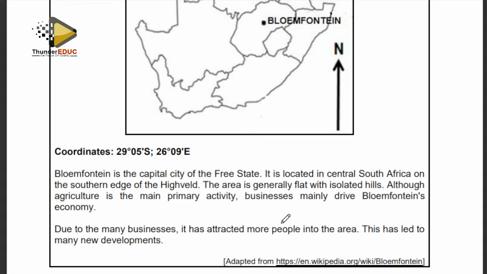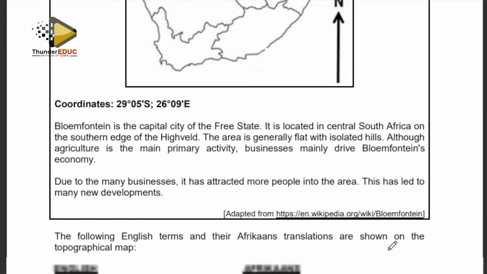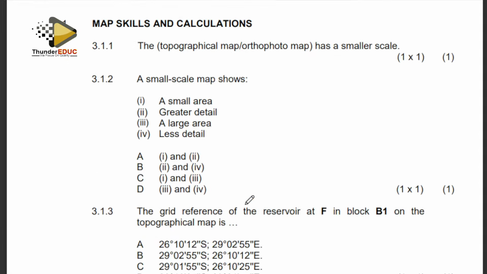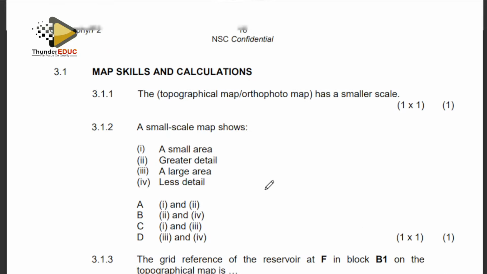Due to the many businesses, it has attracted many people into the area. This has led to many developments. Okay. Those are the things we're supposed to read just for us to understand, because if you have a question that requires us to get that, then we can do it. Okay. Let us look at the questions. The first question.